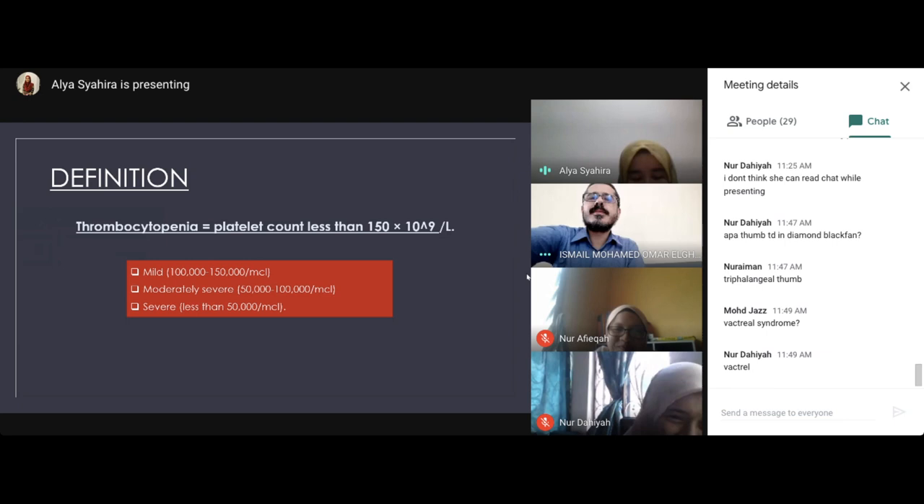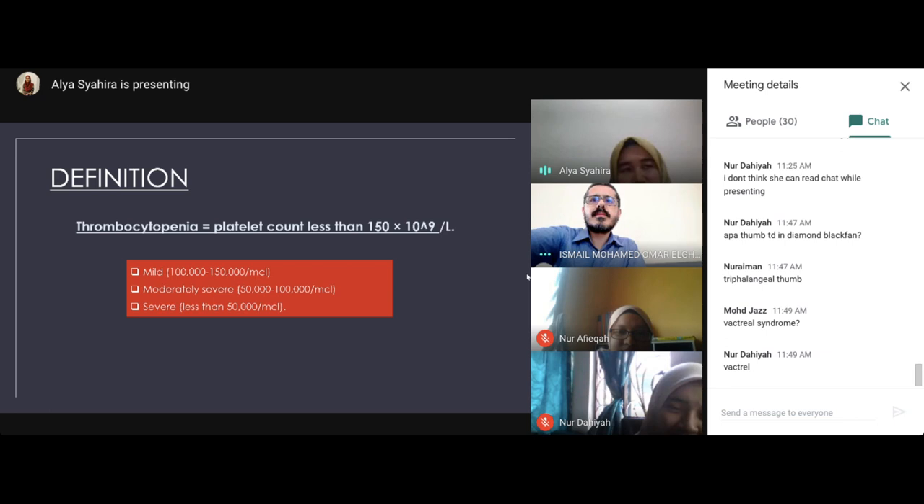Platelets act by attaching to adhesion molecules exposed when there is a break in the endothelial wall, and then they aggregate and form the primary hemostasis. This is followed by activation of the coagulation cascade and fibrin deposition to form a mature clot, which is called secondary hemostasis.